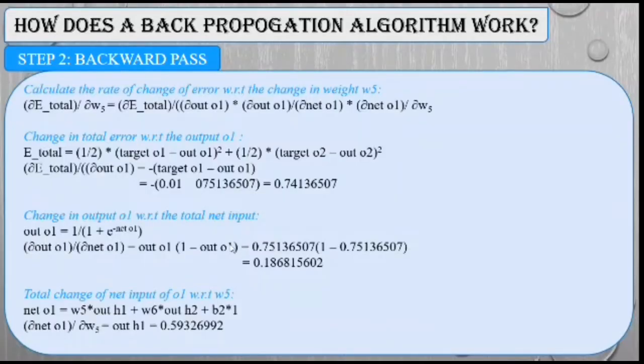As I have already stated, to update the weights we have to find out the change in error with respect to the change in weight. So for this we have to take the partial differentiation of total error with respect to weight 5. That can be written as partial differentiation of total error with respect to out O1 into partial differentiation of out O1 with respect to net O1 into partial differentiation of net O1 with respect to weight 5.